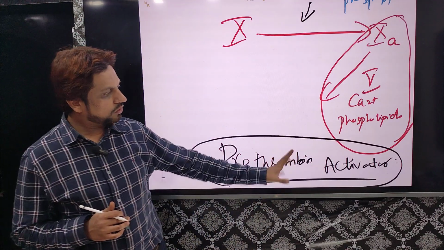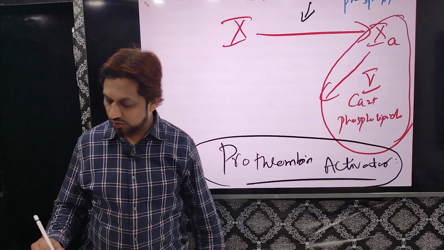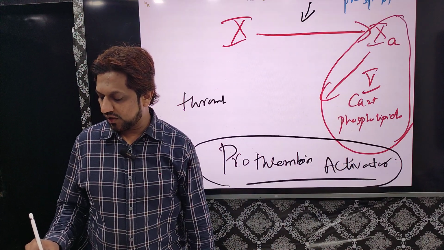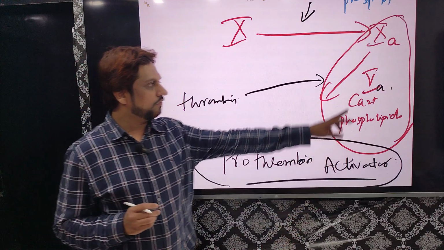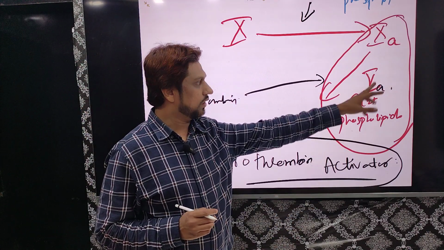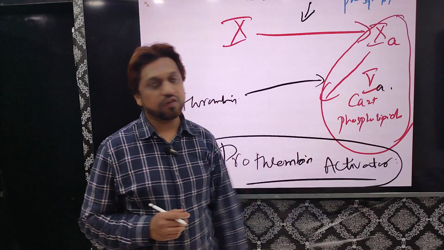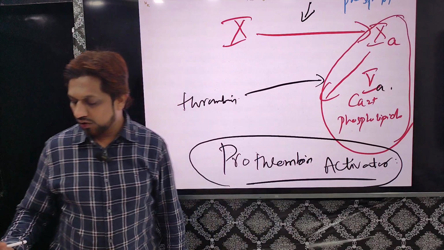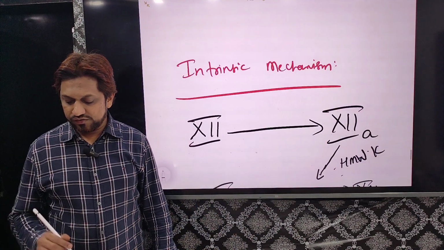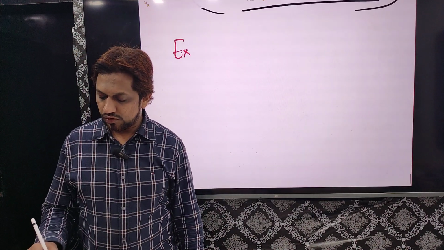Now prothrombin activator converts the prothrombin to thrombin, and thrombin will also catalyze this, and it will activate the factor 5. Initially factor 5 was not active, but when thrombin forms, it will activate the factor 5 also, and this process will continue. This is a positive feedback mechanism. Now what we have discussed is the intrinsic mechanism. There is something known as extrinsic mechanism also.